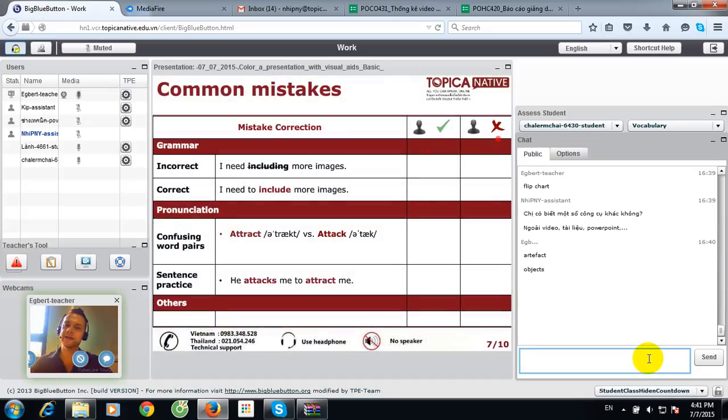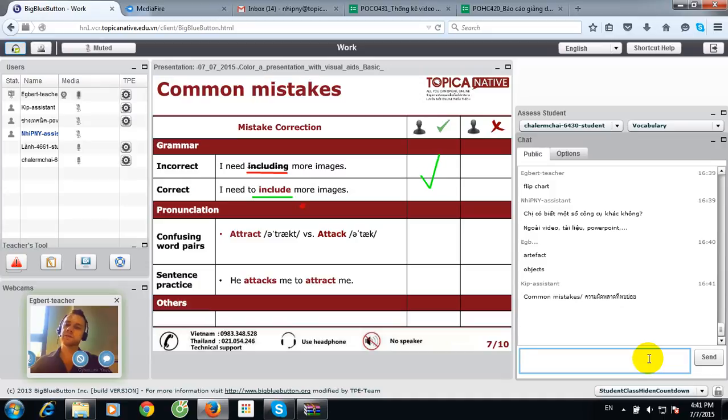So look at today's structure. I want you to be aware of the use of the modal verb. Remember, need to goes together with the infinitive. So you cannot use the verb with -ing, the gerund. The correct way is: I need to include more images. I need to include more images. So that went very well for today.